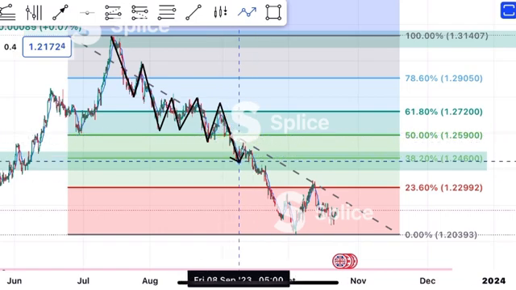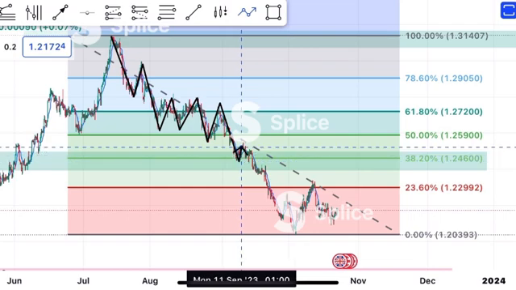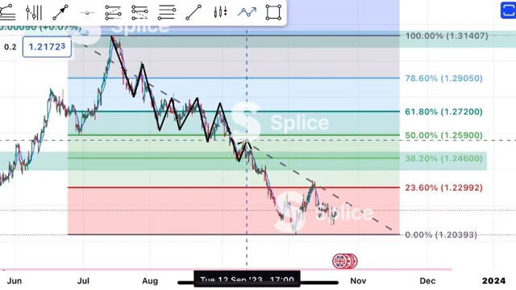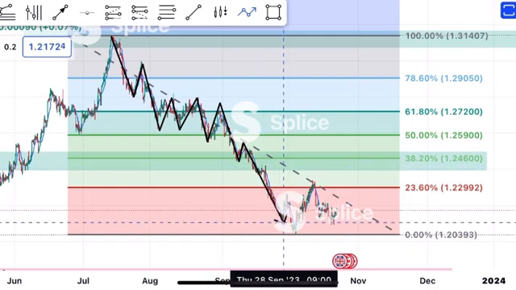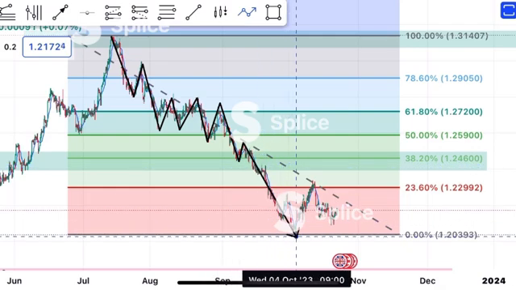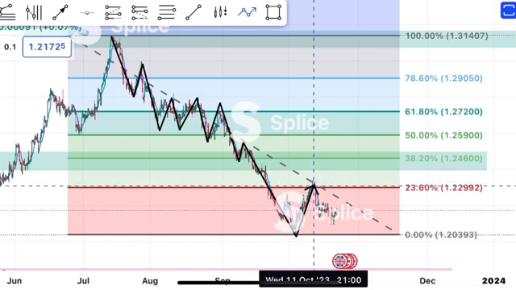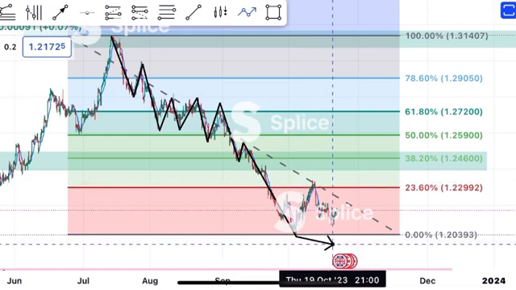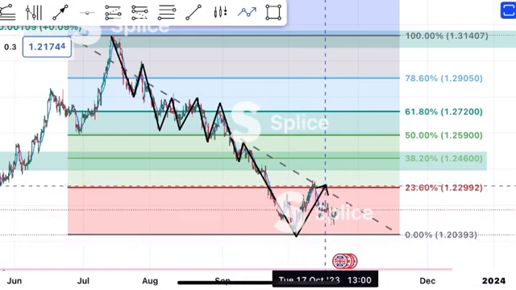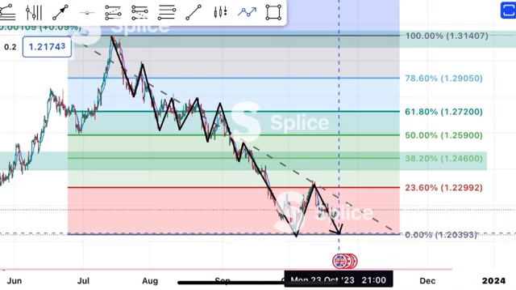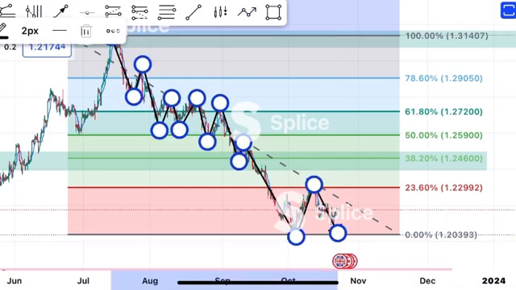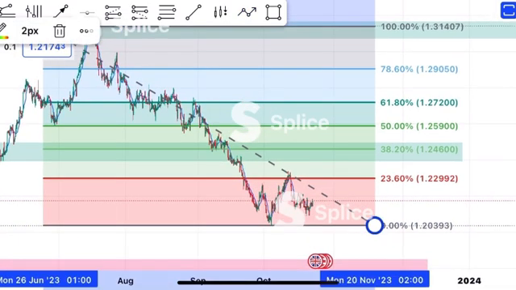Then it also respected this level. It respected the level before it went back down to this zone. You understand? It also respected this level after it hit the 0.00% level. It went back up to the 23.60% level. As you can see, it clearly respected that level and went down again. So as you can see, using a Fibonacci retracement level will help you understand the market perfectly. There are different ways to draw it.